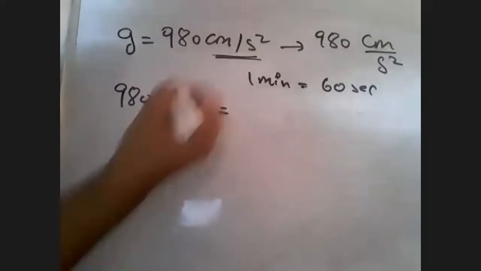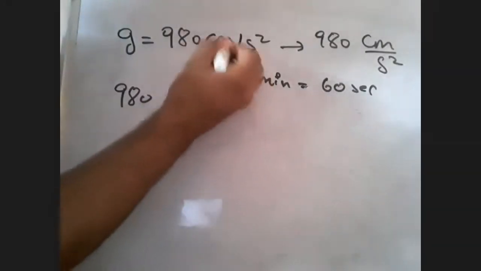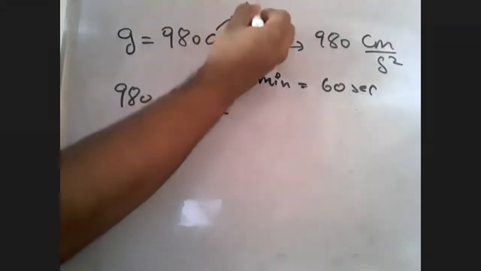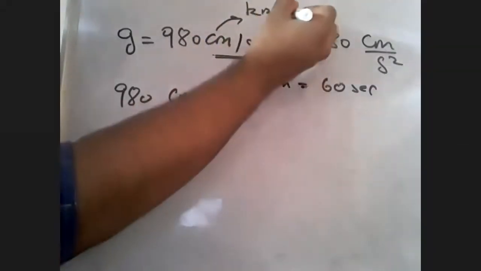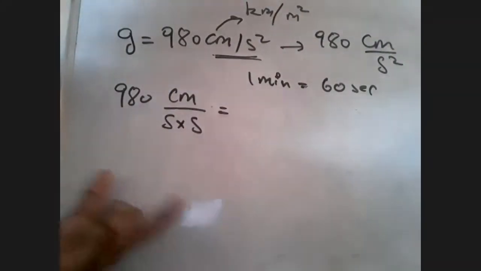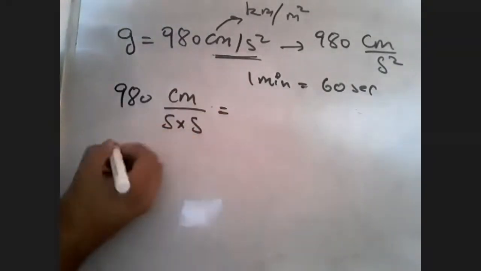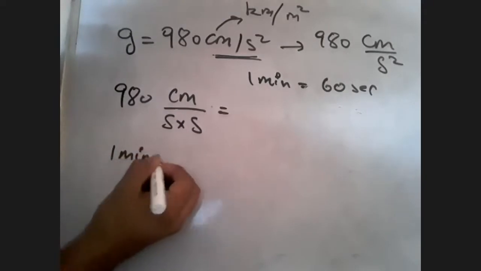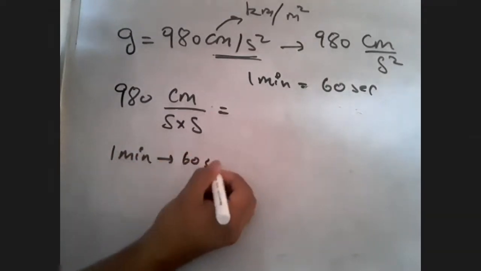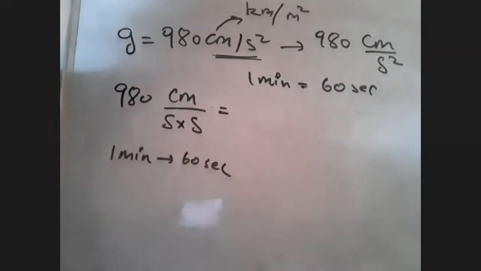If I multiply, look here. What is our goal? What is the question? This centimeter per second square, I have to convert into kilometer upon minute square. That is my goal. So how will I convert? Look here, these are shortcuts I'm telling you. If I know that 1 minute here is 60 seconds, then I just multiply and divide by 60 into 60.